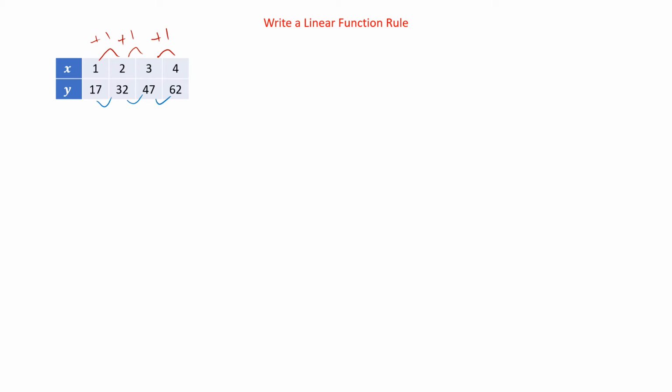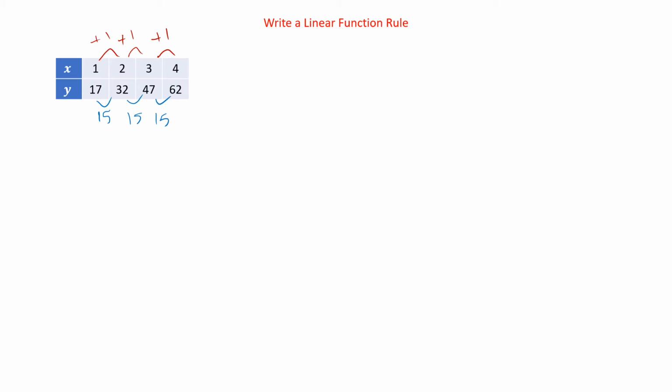17 to 32, now that's a little bit tougher than just plus 1. Instead of thinking, all right, 17 plus what equals 32, go 32 minus 17. Oh, that's 15. 47 minus 32, 15. 62 minus 47, 15. You notice anything here? Hey, all these things are the same. It's going up by 1 each time. It's going up by 15 each time. Being that they're the same, that means that this is linear.